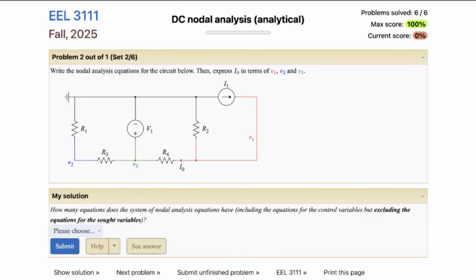So the first step is to determine how many equations we need, and to do so, let's count up the total number of nodes, which is 4, subtract the reference node, and there are no control variables, so we're going to need 3 equations to solve this problem.